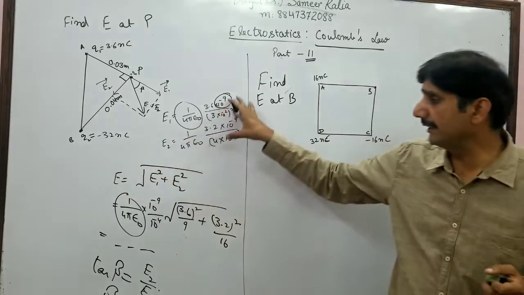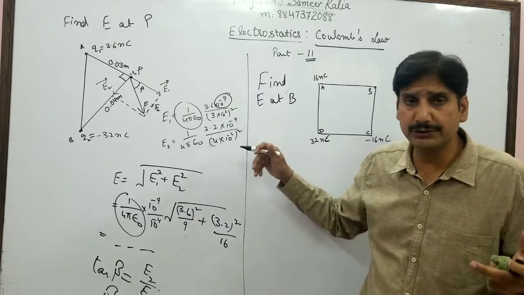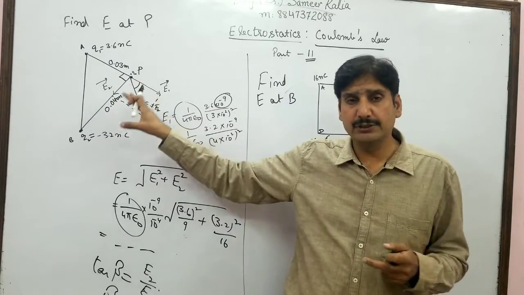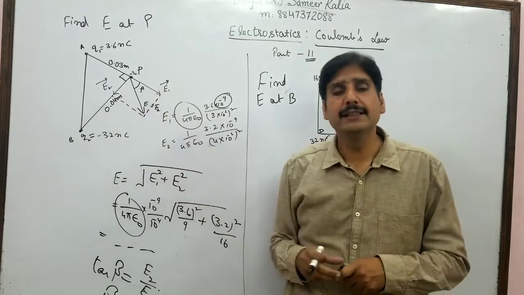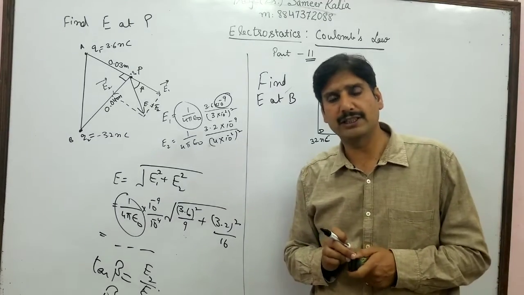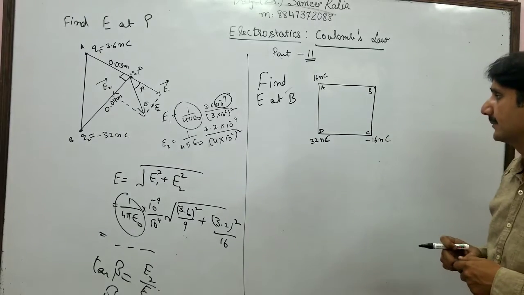So while calculating the magnitude of the electric field, what do you do? You just put in the positive values, and in the diagram you can adjust the negative sign by putting the appropriate direction of that corresponding electric field. This thing will be applicable in this case as well.